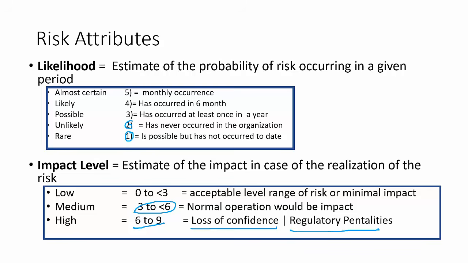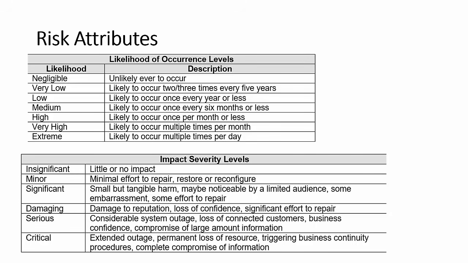So I have another attribute that I'm using for the likelihood impact. Now if you can see here, this is another example we have. Negligible, unlikely ever to occur. Very low, likely to occur 2 or 3 times every year, every 5 years. Low is basically likely to occur once every year. Medium is likely to occur once every 6 months or less. High is likely to occur once per month. Very high is likely to occur multiple times per month. And extreme is basically likely to occur multiple times per day.